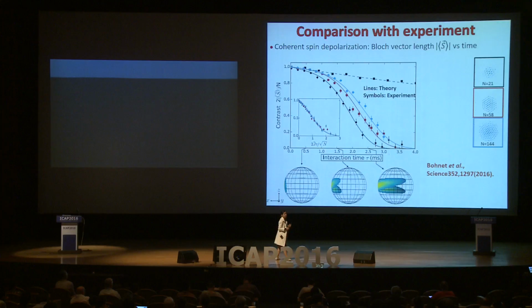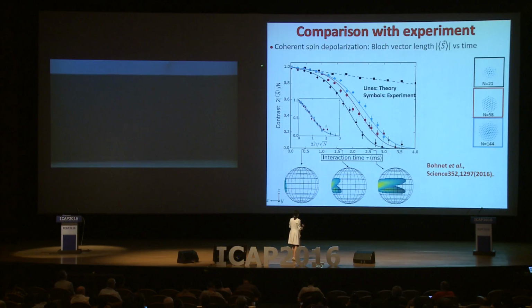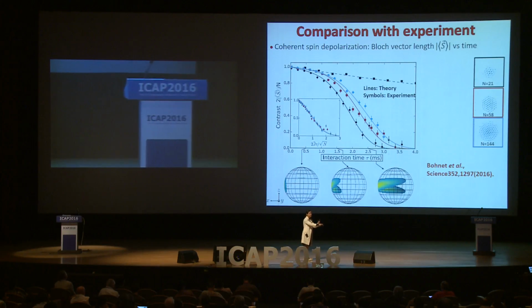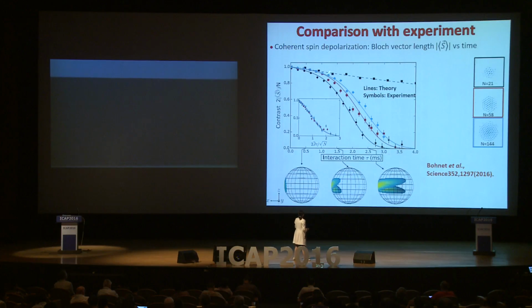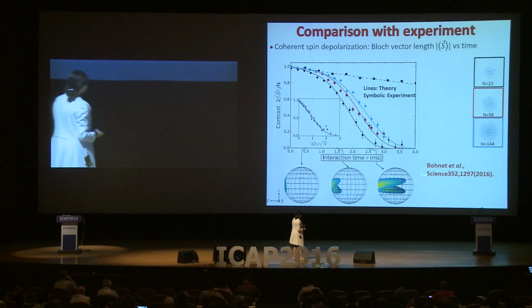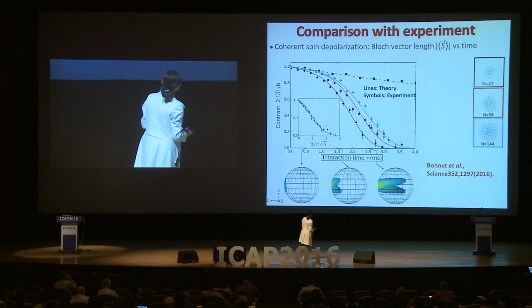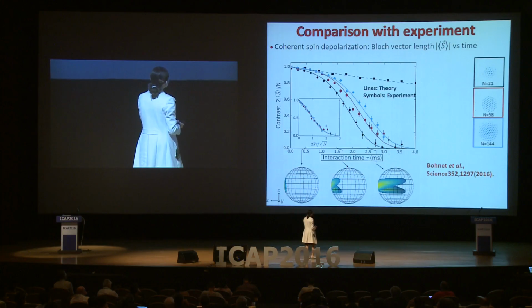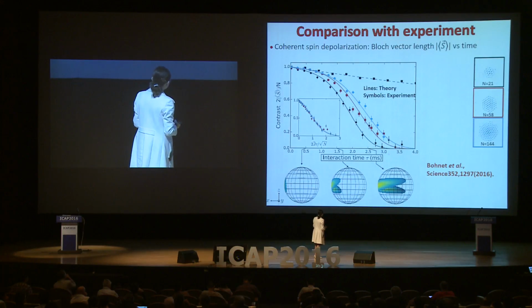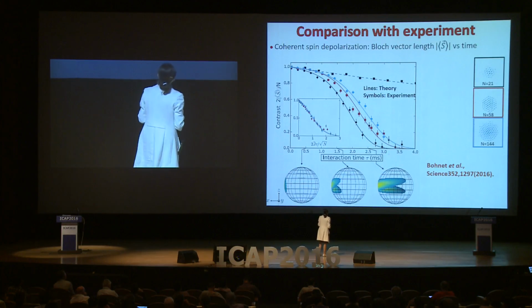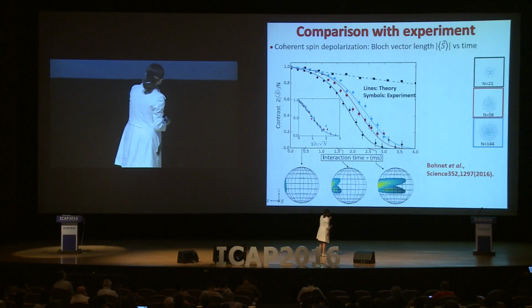Okay, so let's start with experimental observations. First, we look at the coherent spin depolarization, that is the contrast of the Ramsey fringe, or the length of the Bloch vector. So this is the length as a function of time. It was done for 3 different systems that have different numbers of ions, 144, 58, and 21. And what we see, well, first, notice that there is decoherence. As you can see, when there is no optical dipole force, the contrast still decays.